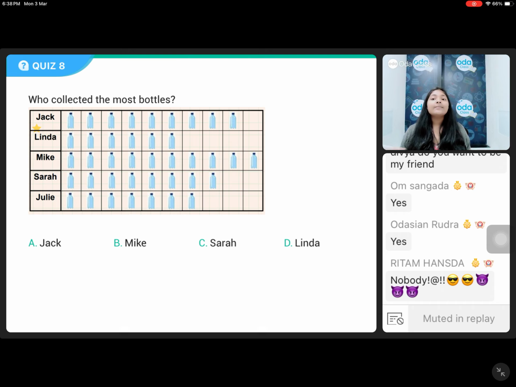So, who collected the most bottles? You have been given a pictograph. You need to tell me who collected the most bottles. So, quickly try and tell me. Easy peasy lemon squeezy. I hope this is an easy peasy question. So 35 seconds is going to be enough for this question, right? You just need to choose the correct option just by reading the pictograph. This is how you read a pictograph. You see and understand. 10 more seconds, bacha party, quickly.